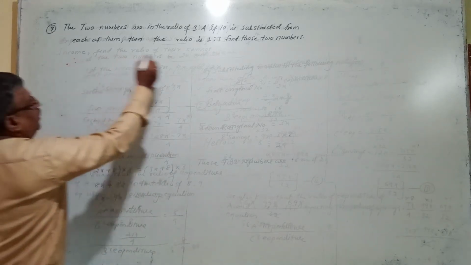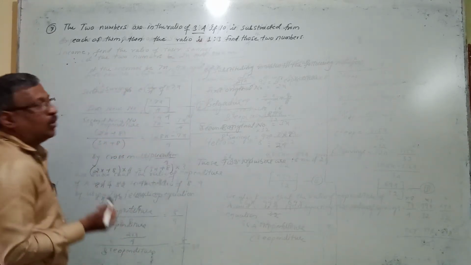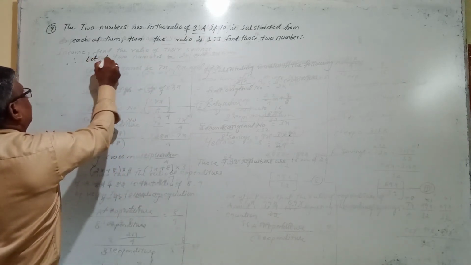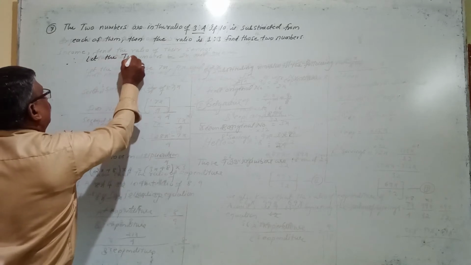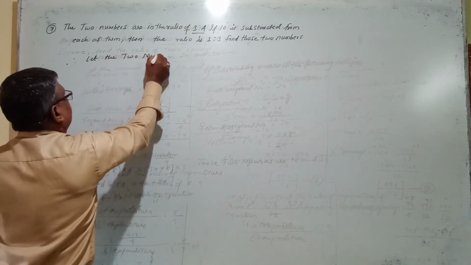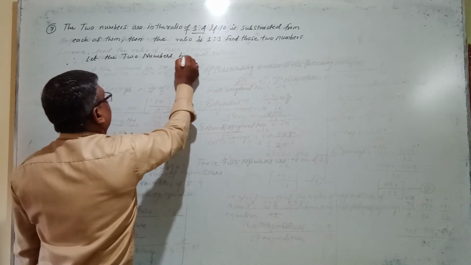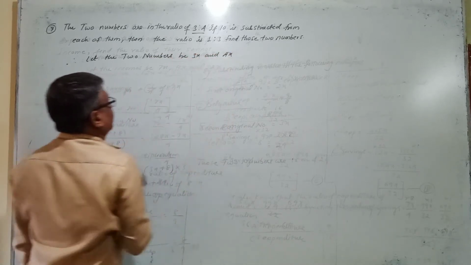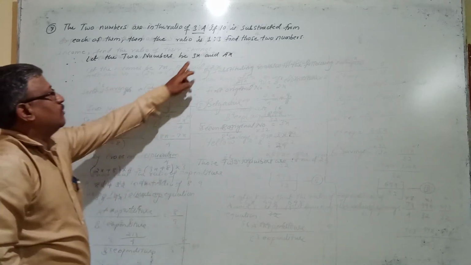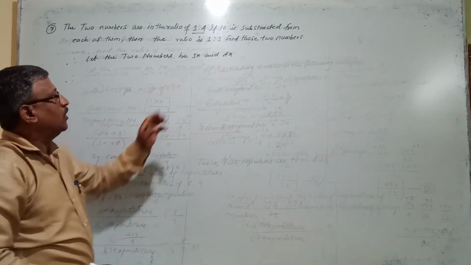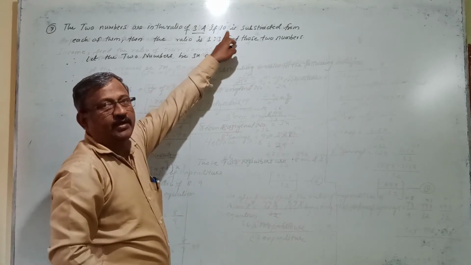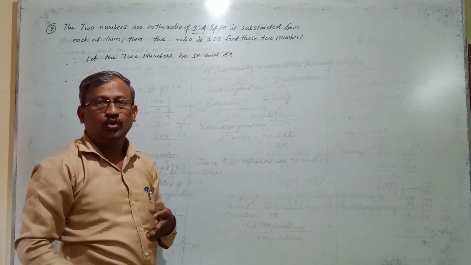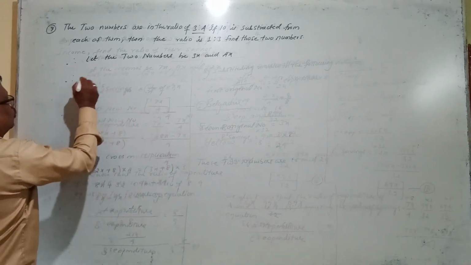So again from the given ratio, I will assume those two numbers as 3x and 4x. So let's assume, let the two numbers be 3x and 4x. So these are my original numbers. Now what I am going to do, I am going to minus 10 from each number. That means from this I am going to calculate the two new numbers.